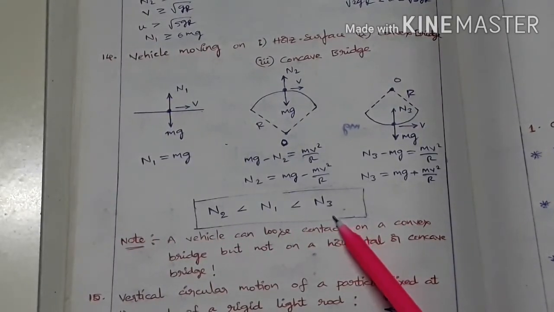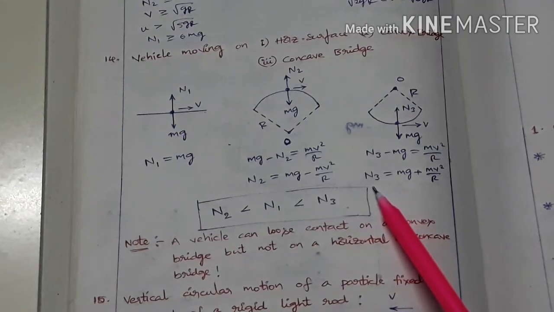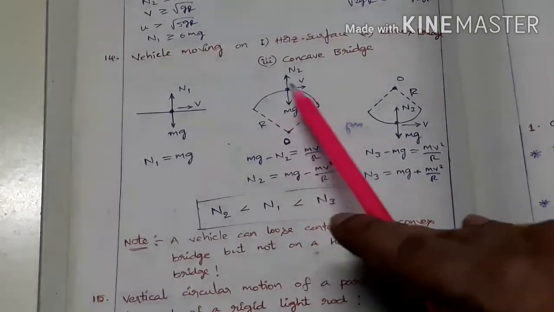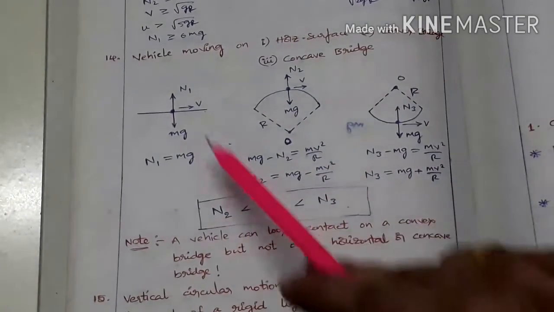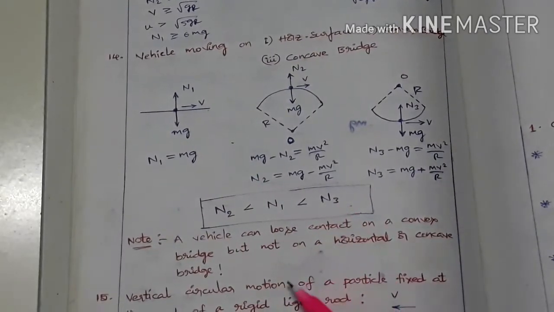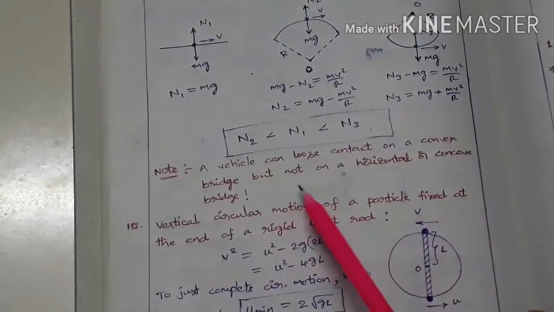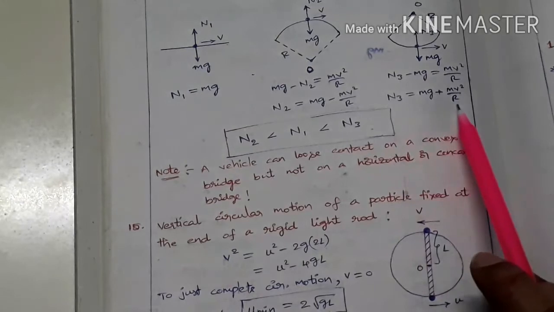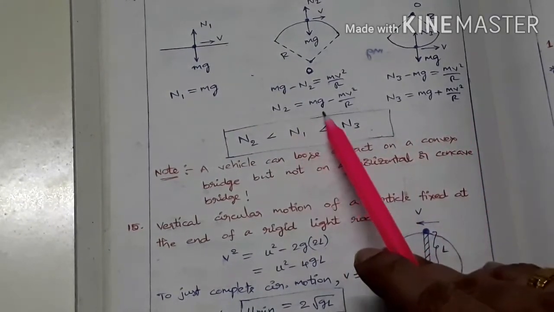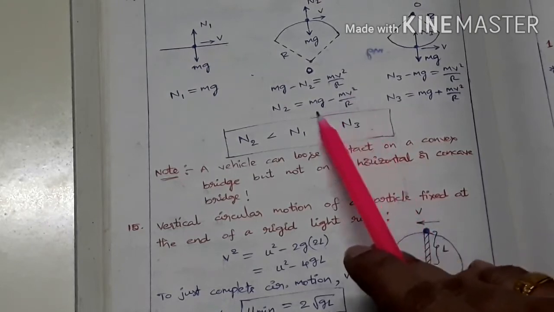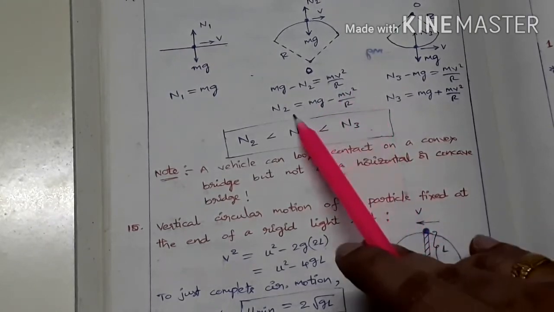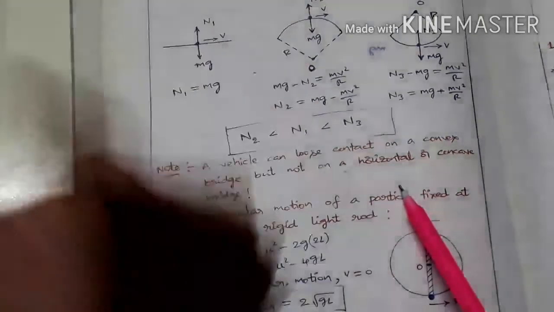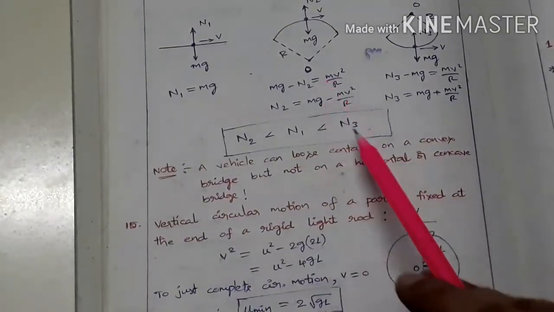What is the highest value here? N3 is highest, that is the concave bridge. In the case of the concave bridge, the normal contact force is highest. And what is the least case here? In the case of the convex bridge, N2 is least. This one is mid-range between these two. So a vehicle can lose contact on a convex bridge, but not on a horizontal or concave bridge. N3 is always positive because it is mg plus something, but N2 is mg minus something. If velocity increases, this value increases, and mg minus this increased value will become negative. Therefore there is a chance only for N2 to become negative. So while moving on convex bridges, you must be careful, the vehicle loses contact there.